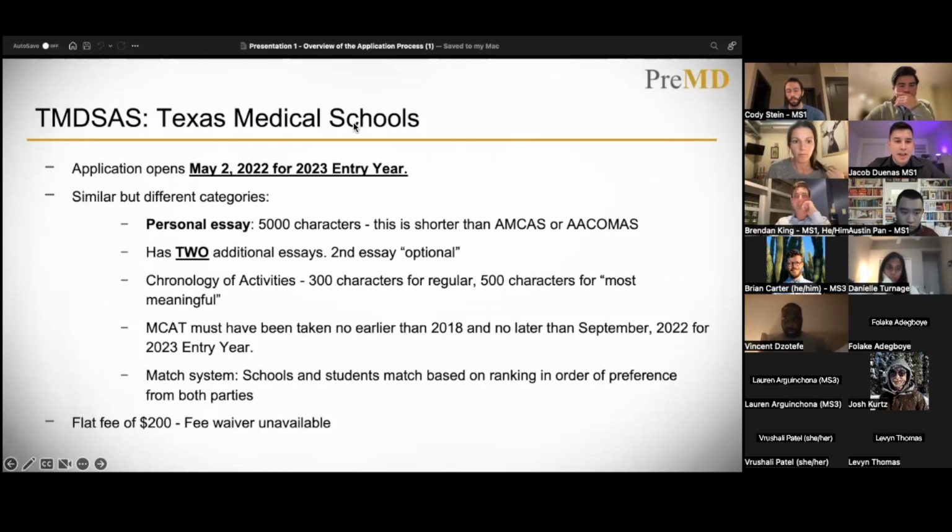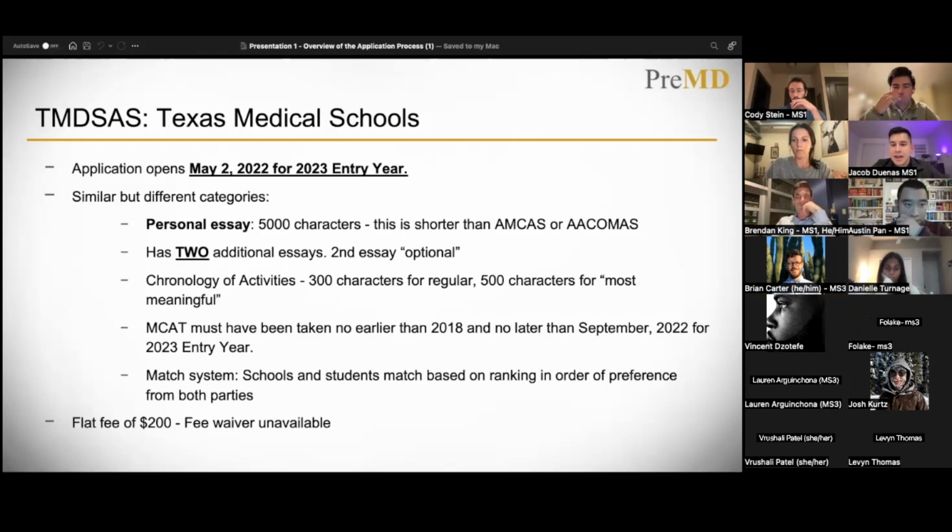The other additional application that there is, is Texas. For some reason, Texas does things a little different. This application is separate, and again, it opens a little bit before the AMCAS application. For this one, you have a personal essay, which is a little shorter than the AMCAS and the DO application.